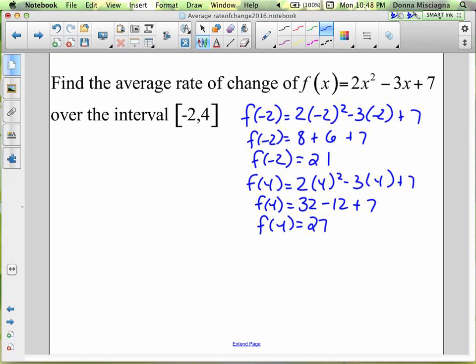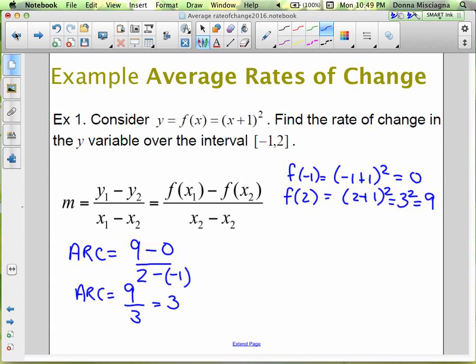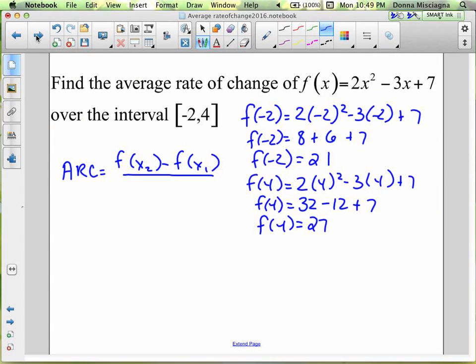All right, so our average rate of change is going to be the difference in the values of the function divided by the difference in the x values. Whoops, I must have hit, I don't know how, expand the page. I'm going to go back and fix that because the sizing's all weird. So x2 minus x1.